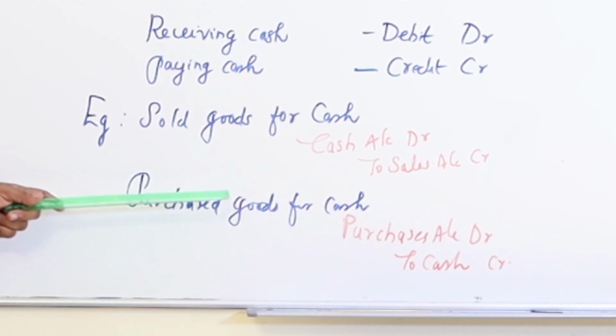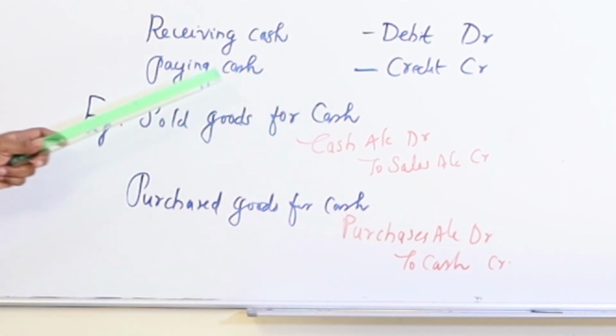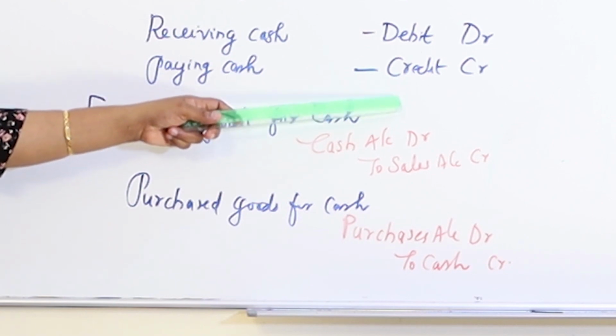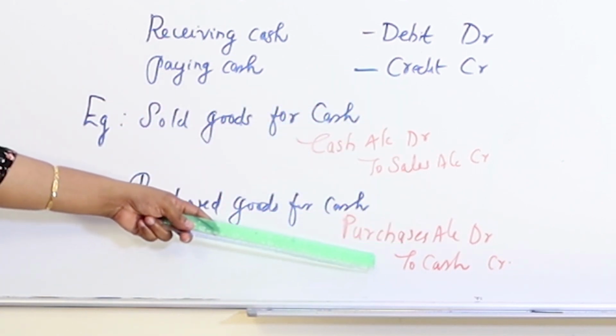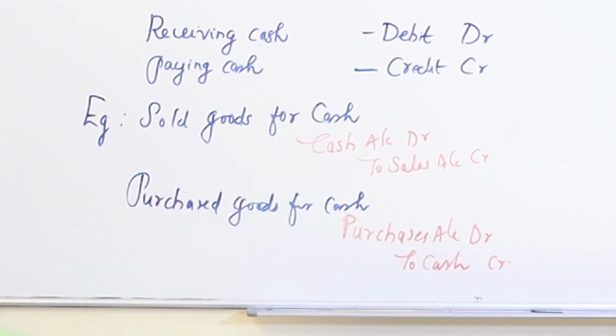So purchased goods for cash, cash is going out. When cash is going out of the business, we have to credit cash. So we have to credit it. So purchase account debit to cash. Okay, so this is the example for purchase and sales.